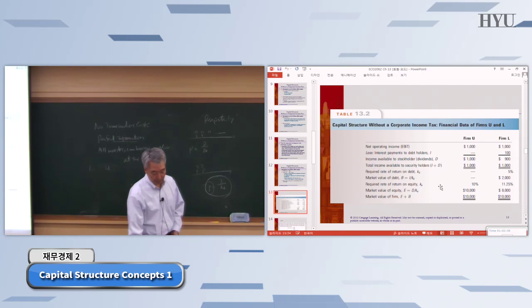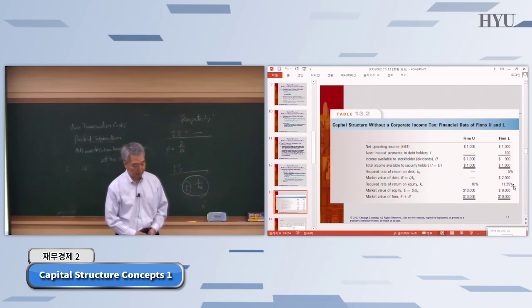All right? Well, the required rate of return on equity is 10%. Then the market value of equity will be dividend divided by that 10%, which will be 10,000. And so the total value of the firm, the value of equity plus value of debt, will be exactly 10,000. In the second case, the required rate of return on equity is 11.25%.